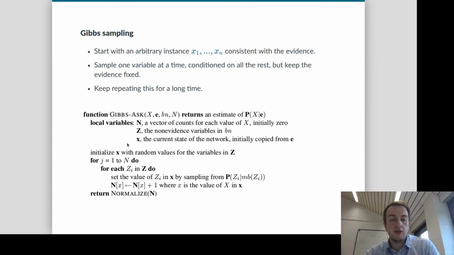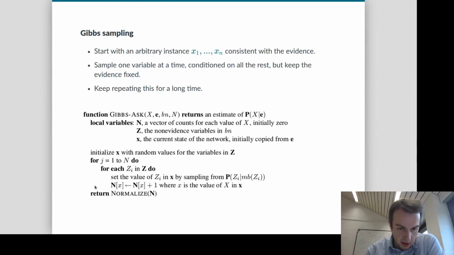Starting from this state, from this instance, we would select one of the variables which is not an evidence variable, and we would resample its value, conditioned on all the current others, and of course with the evidence fixed. We would then obtain a new value for it, and this new value, together with all the previous values, would correspond to a new sample from our distribution. You would keep repeating that for long enough. And what you can show is that, under some assumptions, this would effectively lead to samples from the correct posterior distribution.